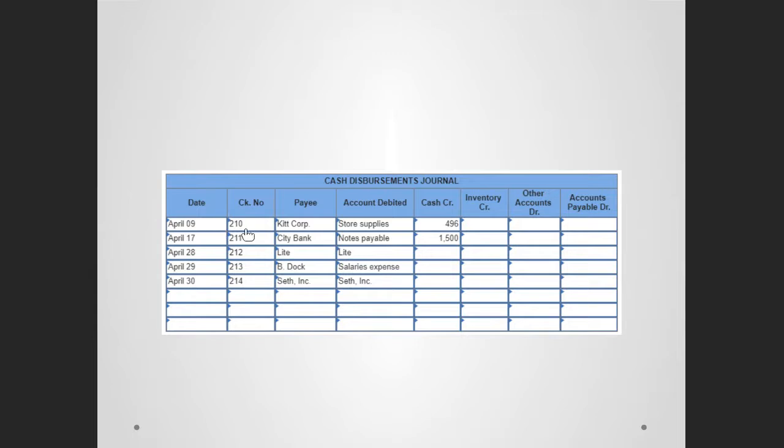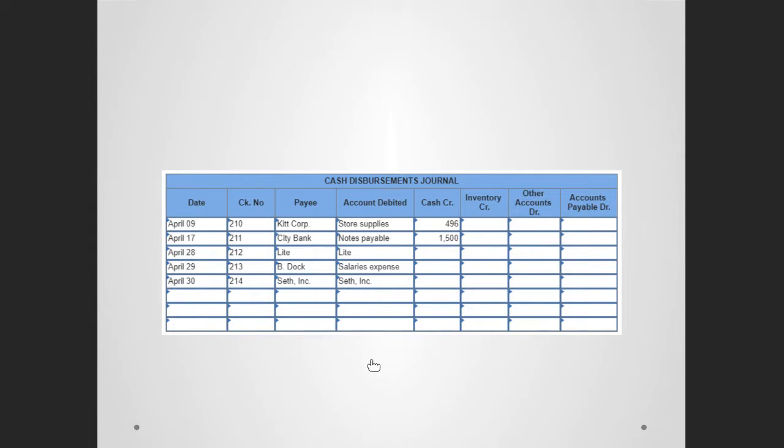Date, if it was paid with a check, the check number, who it was paid to, what it was paid for, and how much. So it was paid to Kit Corporation, and it's for store supplies, and it's for $496. So all of this is recorded, right? Cash, inventory, whatever the purpose is, it's recorded here. This is the cash disbursement journal.